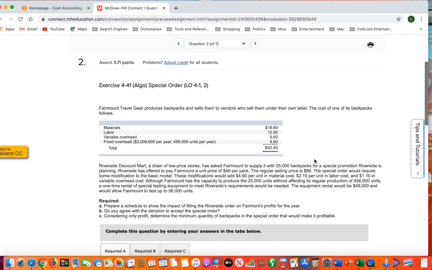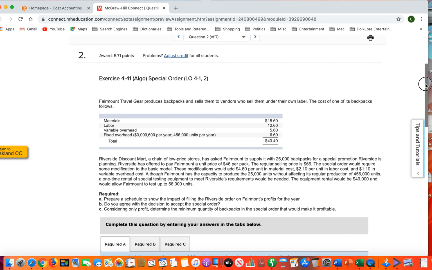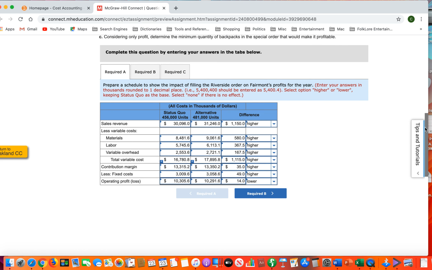So now the way I do it, they want to prepare a schedule to show the impact. Now the way they show you here is that they do the status quo and then the alternative. The alternative is adding another 25,000 units, from 456,000 to 481,000. Or you can do, as we said in the PowerPoint slide, you can just simply deal with the difference.